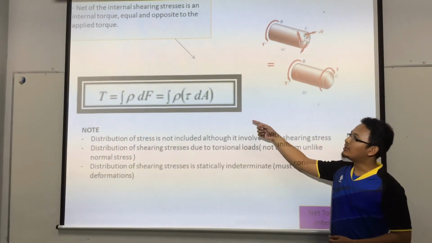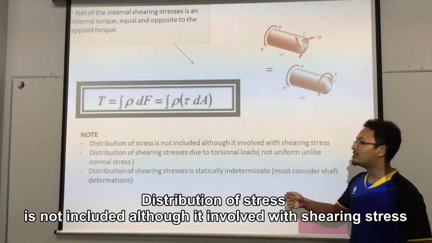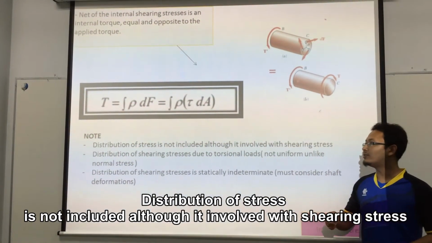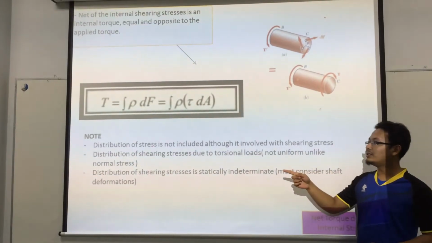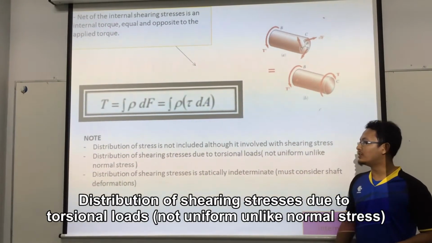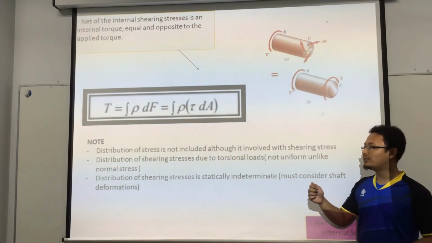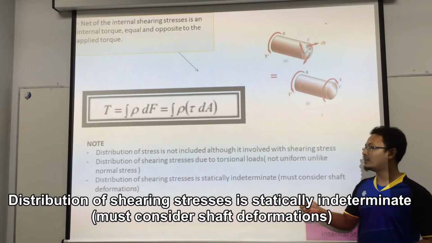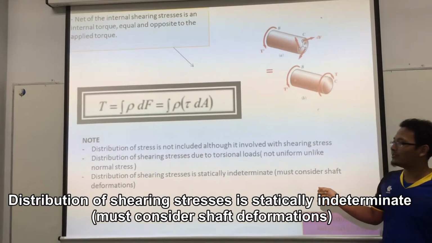This is the formula for the internal shearing stress. Please take note that the distribution of stress is not included, although it is involved with shearing stress. The distribution of shearing stress due to torsional load is not uniform, unlike the normal stress. And the distribution of the shearing stress is typically intermittent, so we must consider sharp deformation.